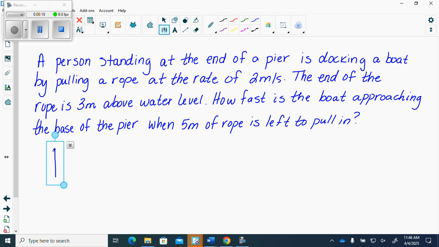dude. He's pulling right here at the end. Here's our rope. Here's the base. He is 3 meters above the ground pulling it in, correct? This is 5 meters of rope left. Here's our little boat.